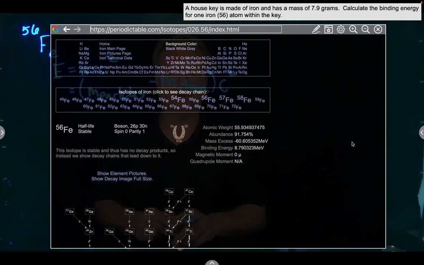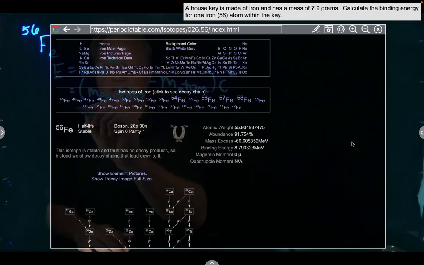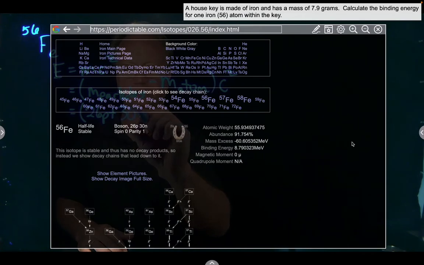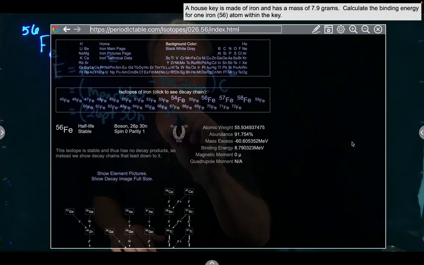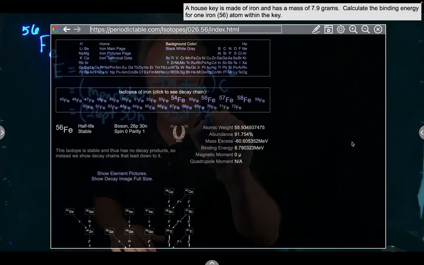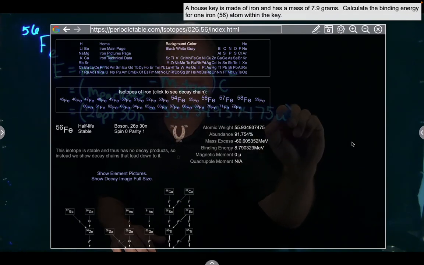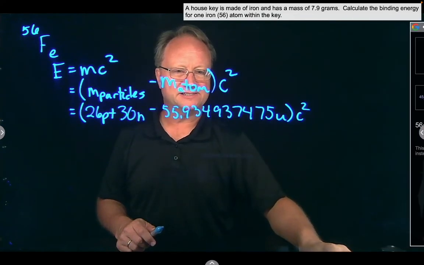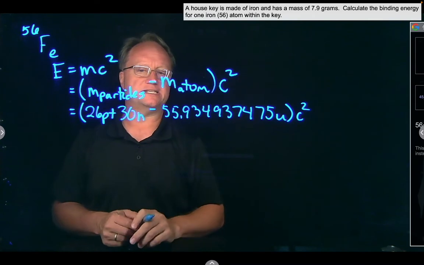So then I'm going to make a few notes, and then I'm going to move the periodic table out of the way. So then we have in our particles 26 protons and 30 neutrons. And then the atom is 55.93497475 atomic mass units. Now, moving our periodic table out of the way, I wrote our specific values down there, 26 protons, 30 neutrons, and then the atomic mass.